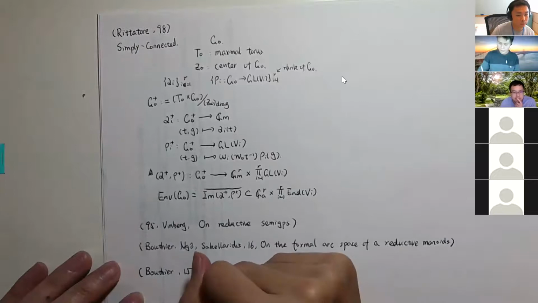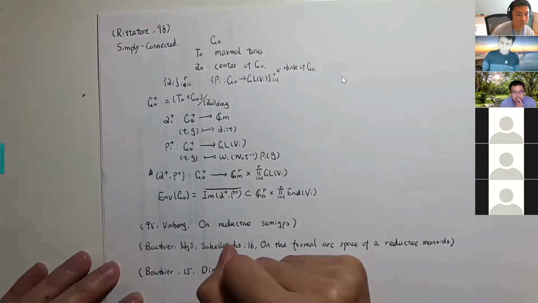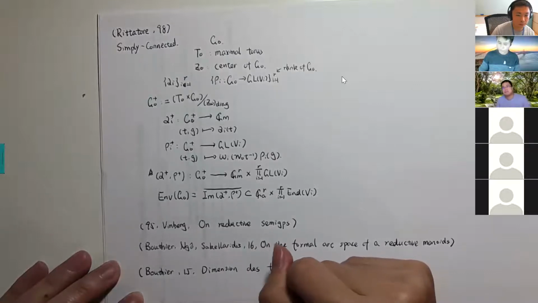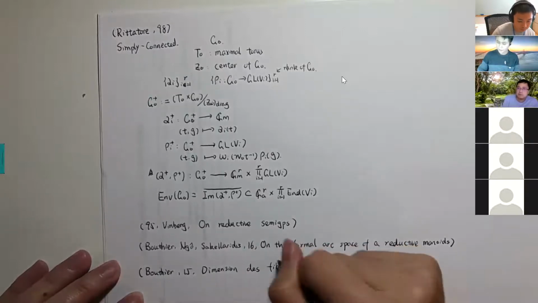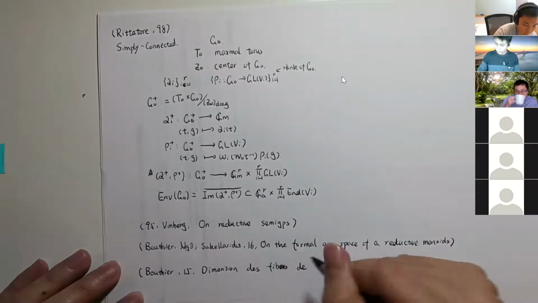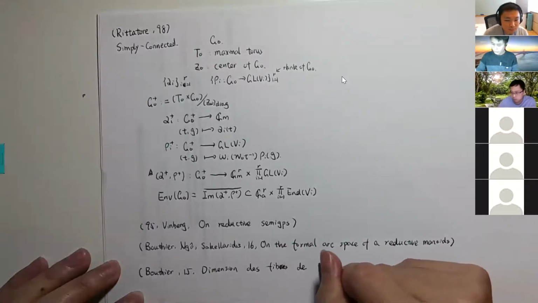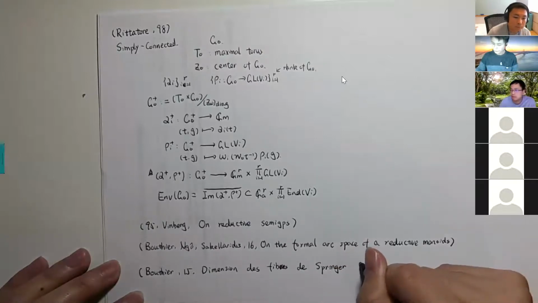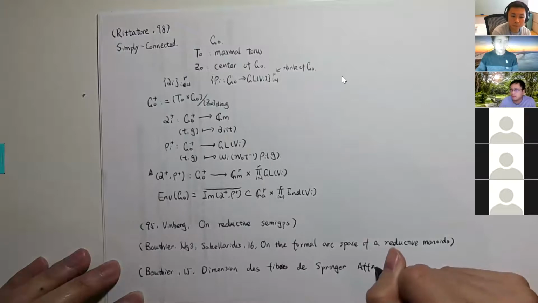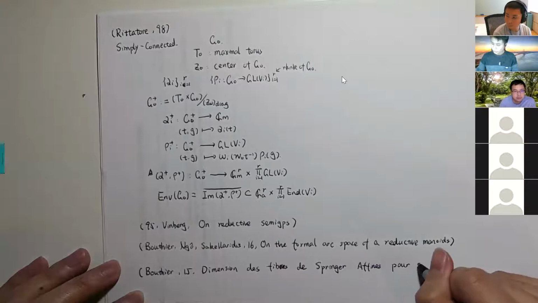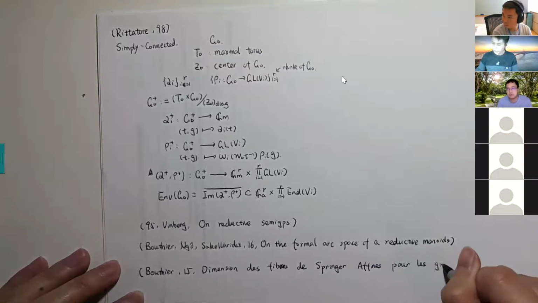I think it is dimension of fibers. Oh, French. So it should be affine Springer fibers, affine Springer fibers for groups. So the group version of affine Springer fibers.